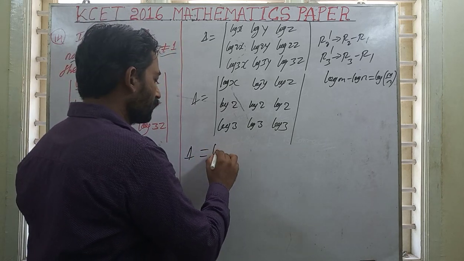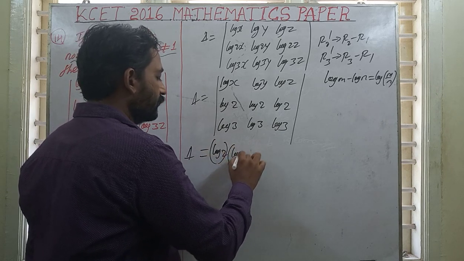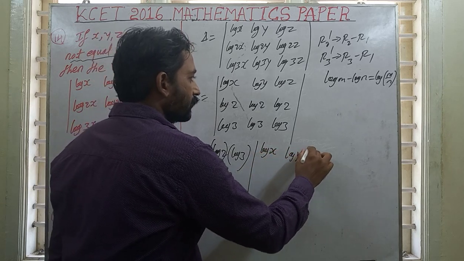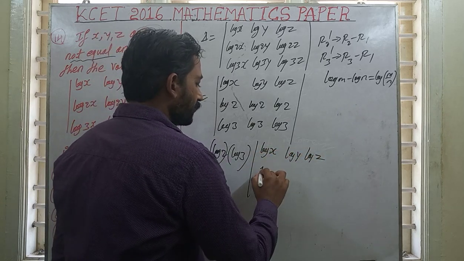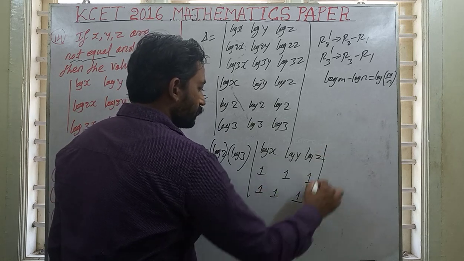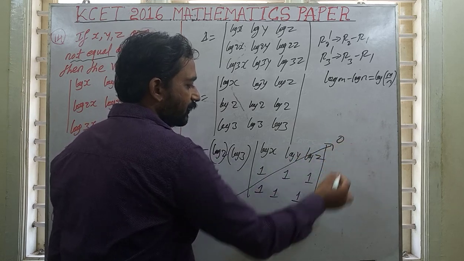In the second row take out log 2, in the third row take out log 3 outside. So the remaining first row is log x, log y, log z as it is. Second row is 1 1 1 1, third row is also 1 1 1 1. So the value of the determinant vanishes if any two rows or columns are identical.